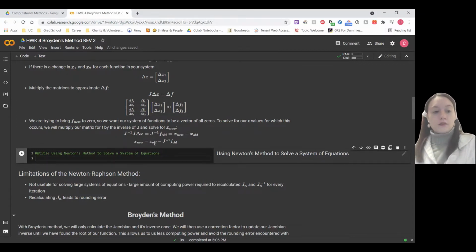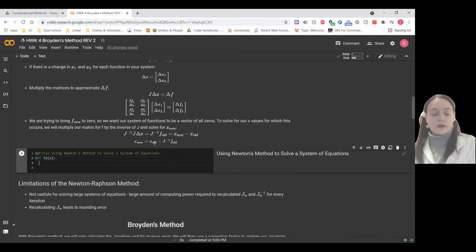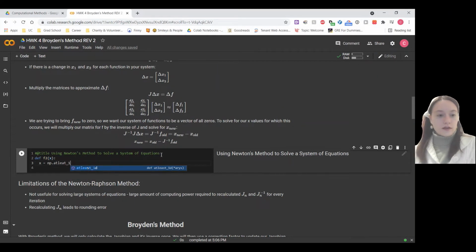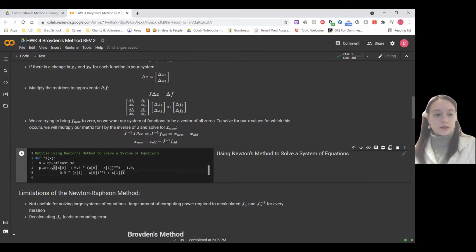So if we want to code out what this would look like, we will first define our vector, which will contain our two functions. And for this, our x value, rather than using the NumPy linspace, we're going to say it's equal to a one-dimensional array. And we'll use the same example function that we used in class.